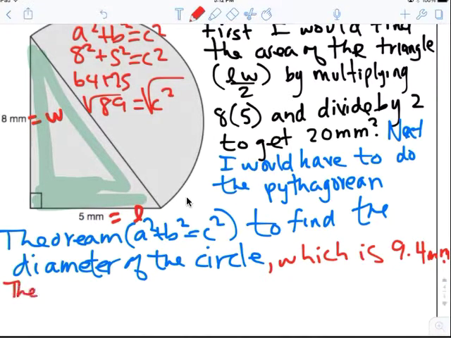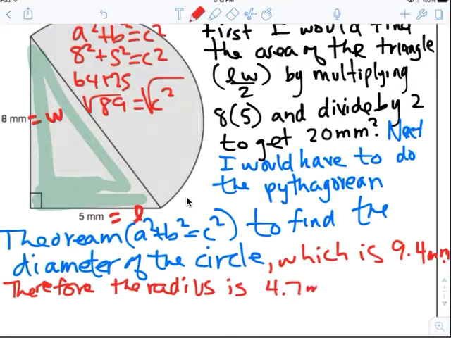Therefore, the radius is, divide that by 2, 9.4 divided by 2, 4.7 millimeters.